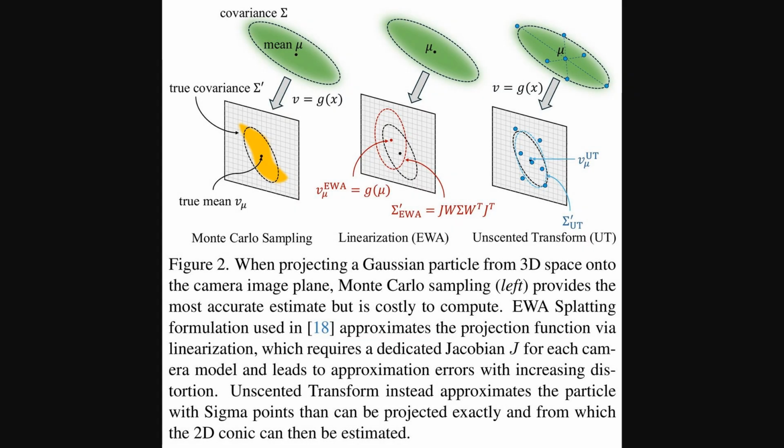So building on how 3DGUT handles those distorted cameras, Figure 2 really shows the core mechanism. It compares different ways to project a 3D Gaussian particle onto the 2D image plane. The standard EWA method in the middle approximates things, which can cause errors with distortion. But the unscented transform, on the right, which is what 3DGUT uses, well, it uses a set of sigma points. These points get projected exactly, even through complex lens distortions, and then it reconstructs the 2D Gaussian. That's how it avoids the linearization issues.